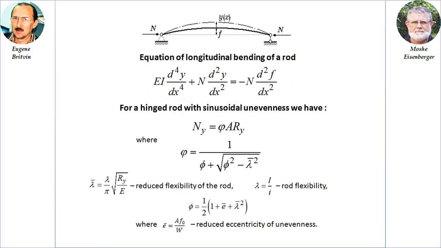If we take the form of the imperfection as a sinusoid, find the expression for the moment at the middle of the span, add the stress from bending to the stress from longitudinal compression, and equate their sum to the yield strength Ry, then as a result we obtain the well-known formula.